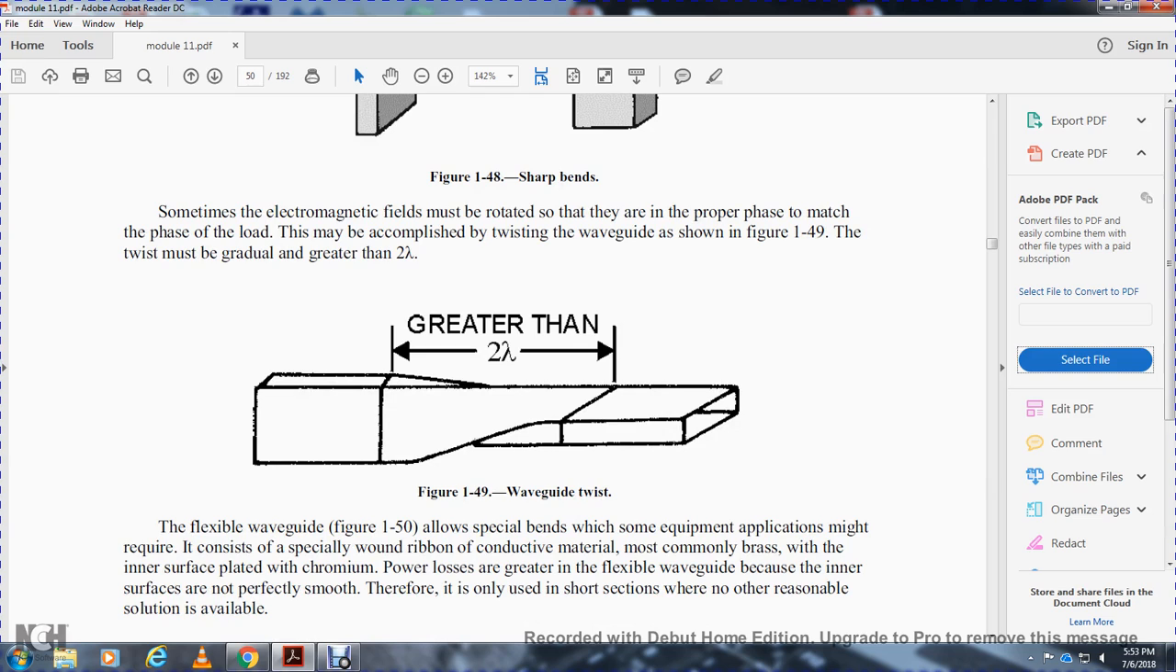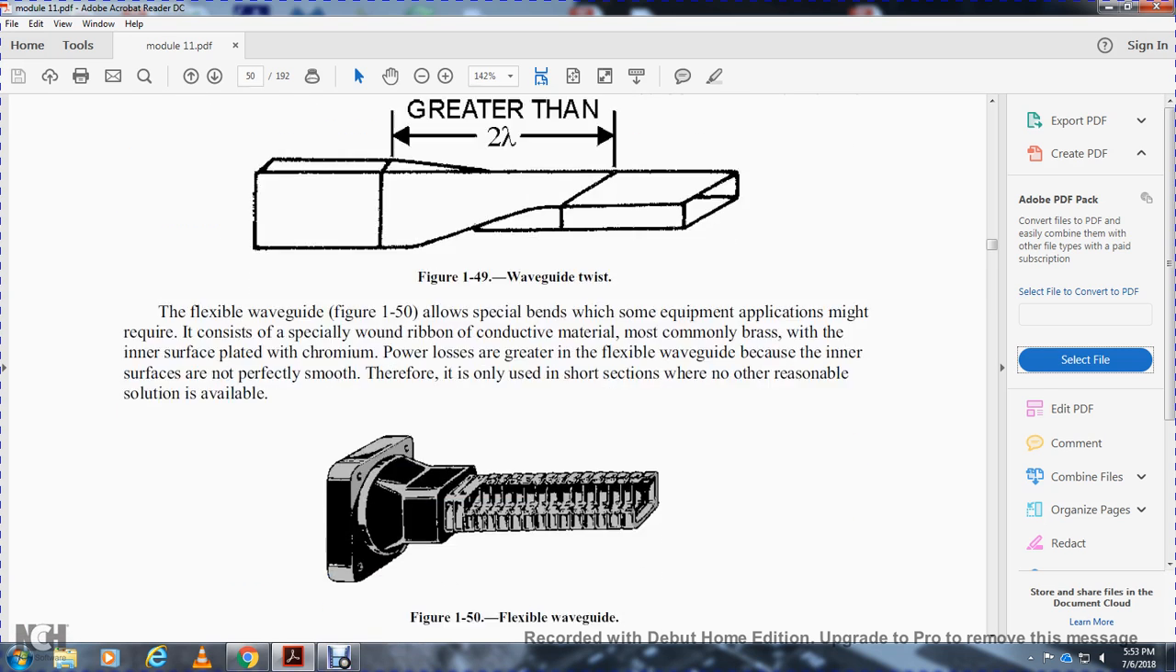The conductive material is commonly brass with an inner surface plate of chromium. The power loss is greater in flexible waveguide because of the less perfectly smooth inner surface. Therefore, it is used only for short sections where no other reasonable solution is available. Figure 150 shows the flexible waveguide.